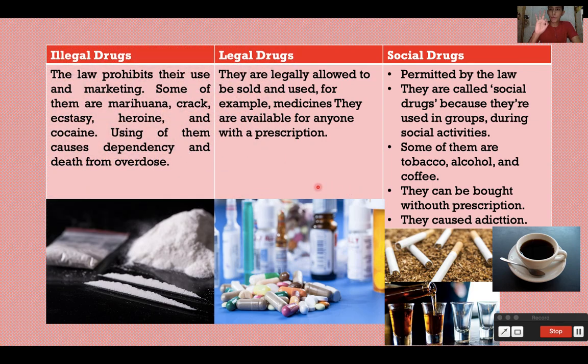Now, we have three kinds of drugs: illegal drugs, legal drugs, and social drugs. What are illegal drugs? The law, la ley, prohibits their use and marketing. Okay, they are not allowed. Some of them are marijuana, crack, ecstasy, heroin, and cocaine. Using them causes dependency and death from overdose. Okay, these drugs are illegal in all the countries. Illegal means that in your country it is not allowed to consume these substances.